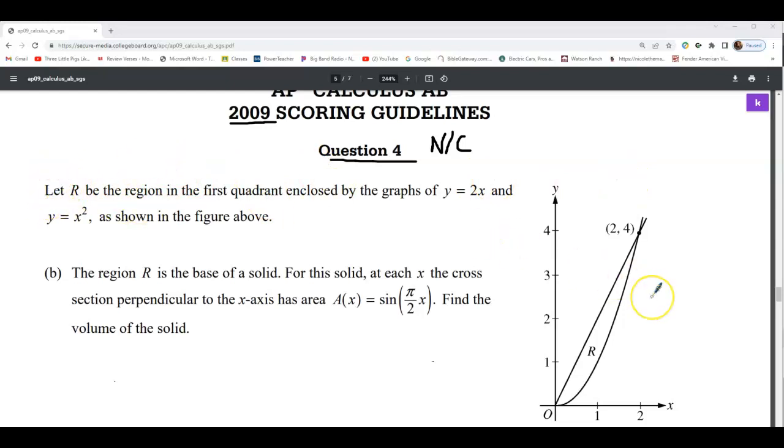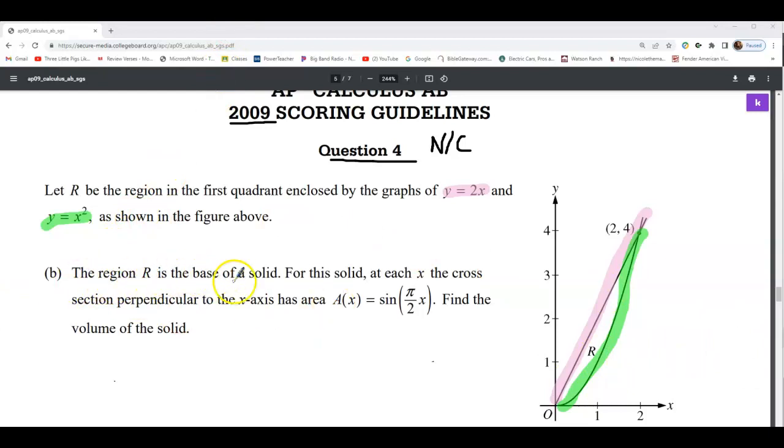It says, let R be the region in the first quadrant enclosed by the graphs of y equals 2x. So let's highlight that one first. I believe y equals 2x is a linear function, so that has to be the straight line there. And y equals x squared is a parabola, so that would be this curving one here, as shown in the figure at the right.